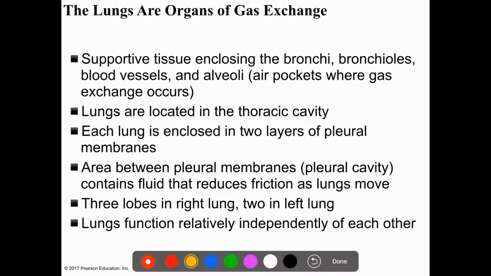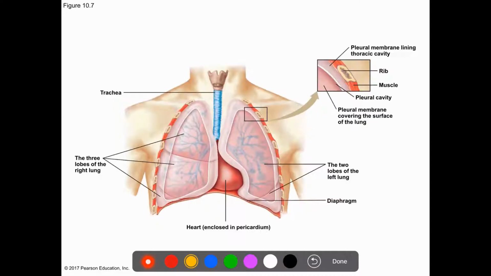Okay, now let's talk about the lungs. As we know, we have left and right lungs, and the lungs are located within the thoracic cavity. If you remember the thoracic cavity, each lung is enclosed within a serous membrane, a two-layer of pleura.